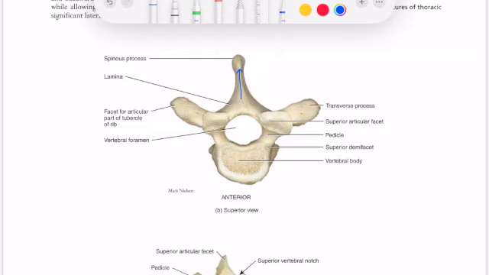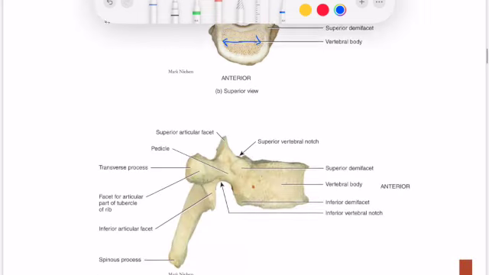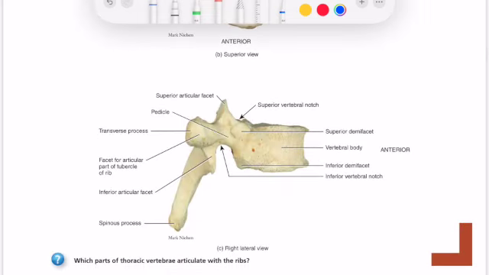The vertebral body is getting a little bit bigger, but the characteristic that's really going to separate this from the others are the demifacets that we see here, shading them in green along there. Why? Because only in the thoracic region are we going to see articulation of the ribs. So this is where the ribs are going to be articulating.